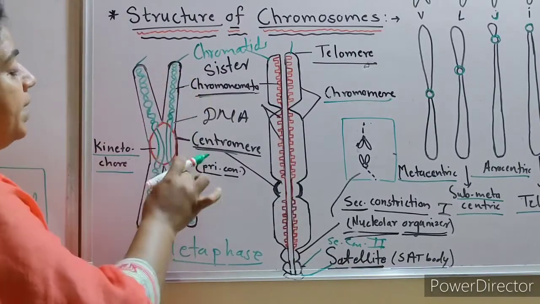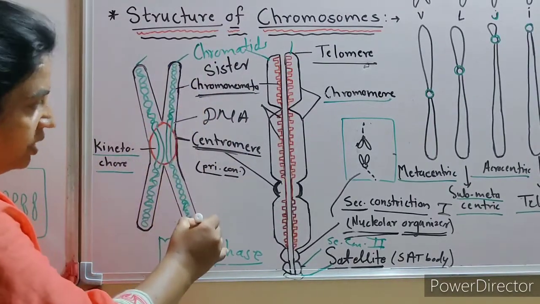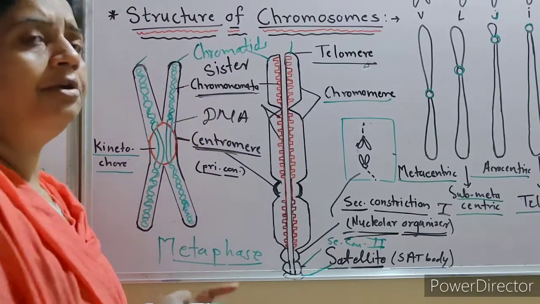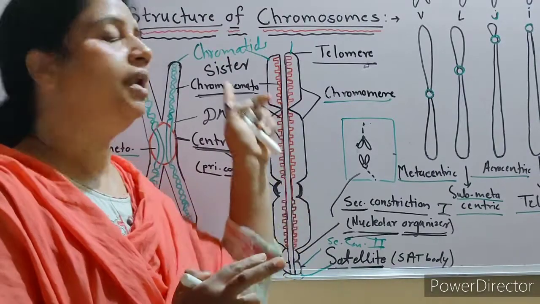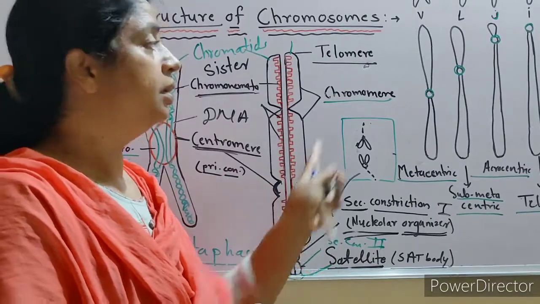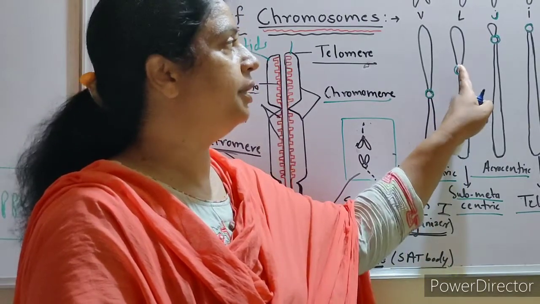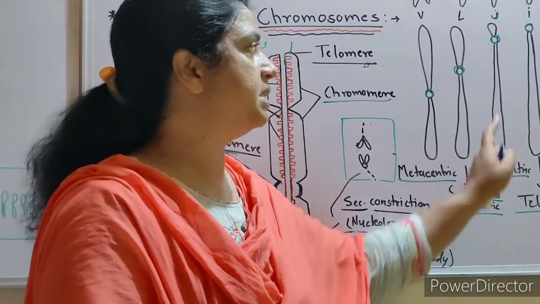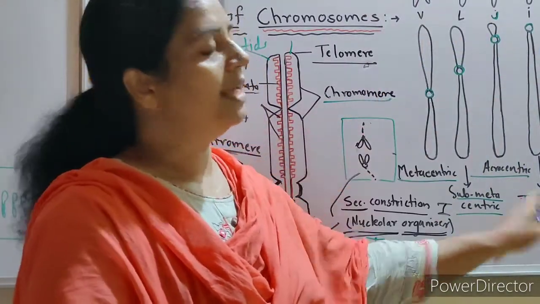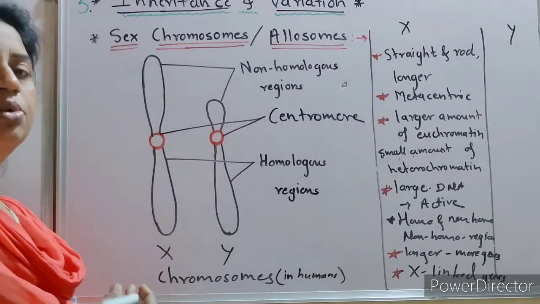And these chromatids have DNA which is extended throughout the length. This DNA is highly coiled, cylindrical, and the chromatid has double-stranded DNA extending from one end to another. According to the position of the centromere, chromosomes are of four types. When present at the center, metacentric; away from the center, submetacentric; near the end, acrocentric; and at the tip, telocentric. Here we will see the types of chromosome.